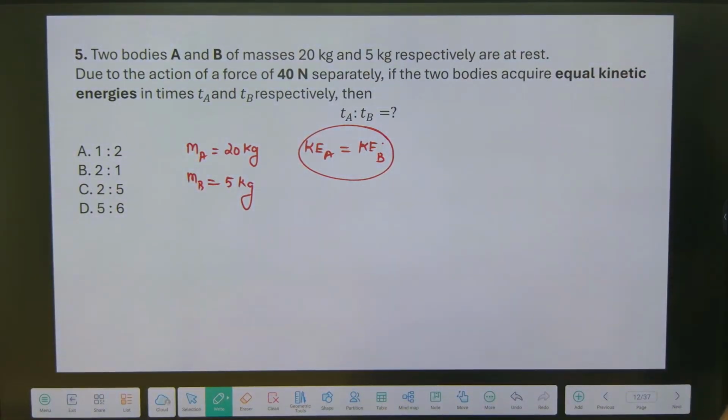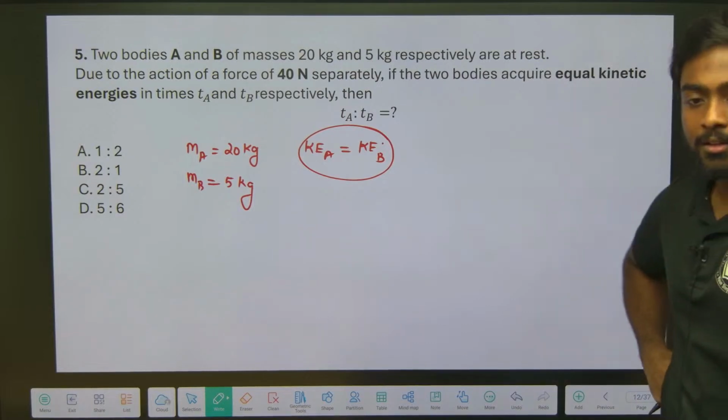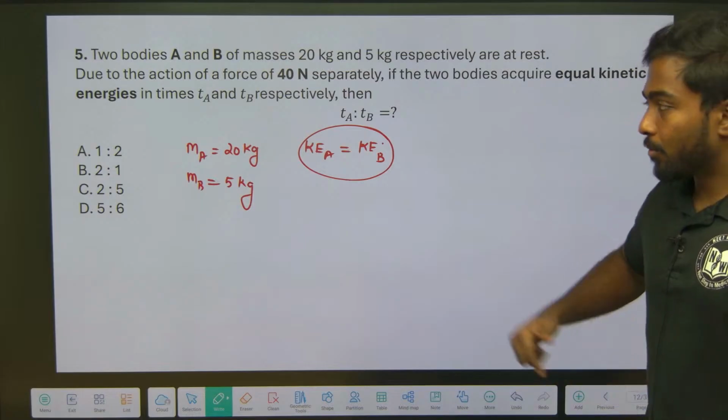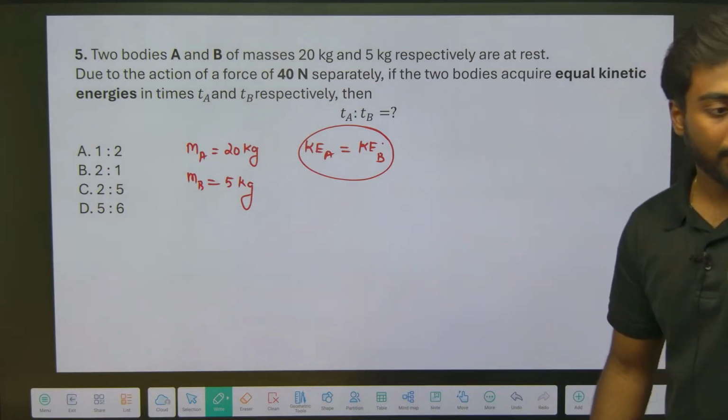So what will be the answer for this question? Give answer first, we'll see. After finishing, we'll go for the answer, like what will be the answer. Okay, give.